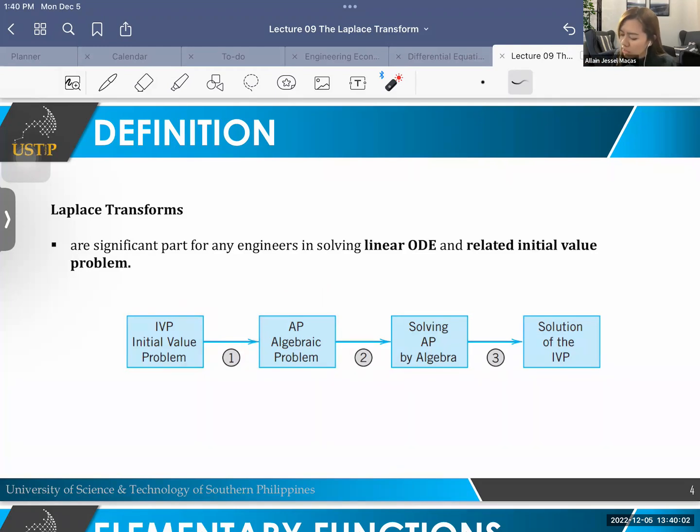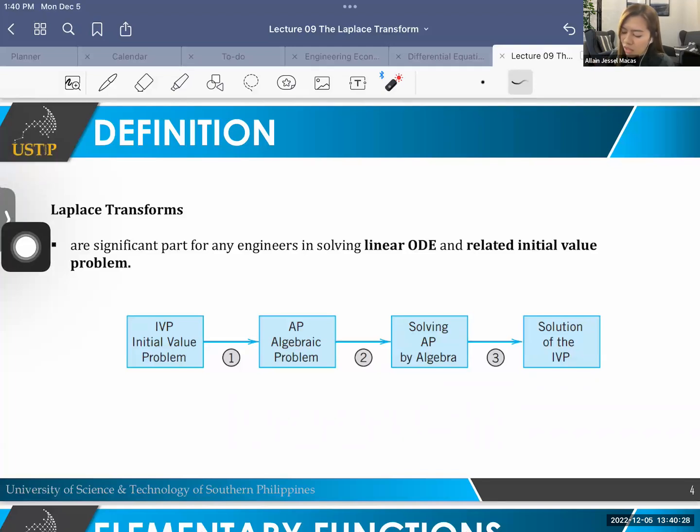Actually, that's next lecture. But just to give you a foreshadowing of our lecture, after we convert it to Laplace, since it becomes an algebraic problem, we can solve the algebraic problem right away. And then that's the time the solution of the IVP comes out. Okay, so no need to worry about that yet.